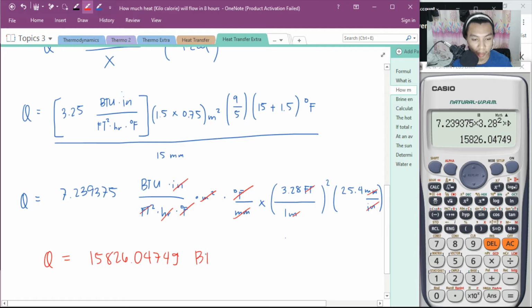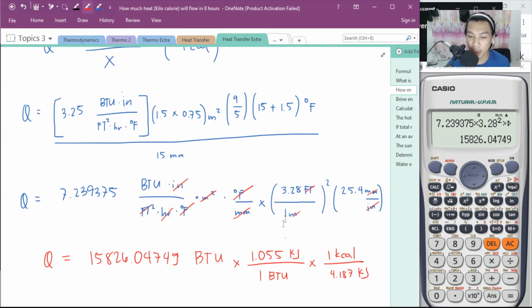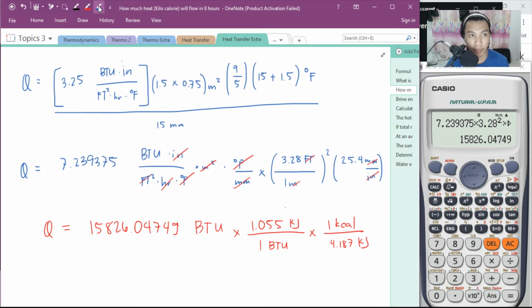You multiply it with the conversion ng BTU. 1.055 kilojoule tapos 1 BTU. Ang hinahanap dyan is kilocalorie. So, 1 kcal, 4.187 kilojoules. Okay. Cancel na yan. Ang lalabas na lang is kilocalorie. Okay. Cancel the BTU unit, BTU, kilojoule, and then kilojoule.